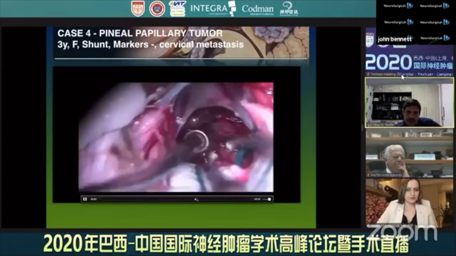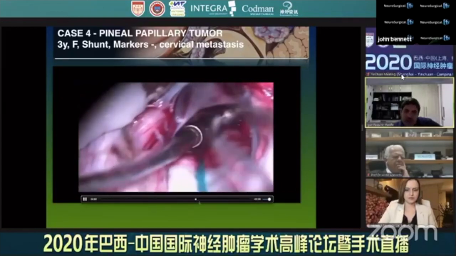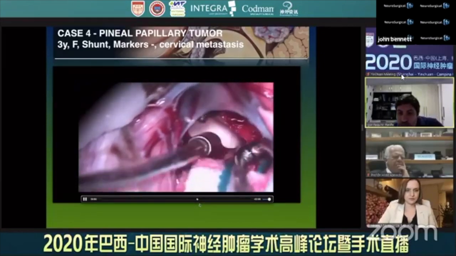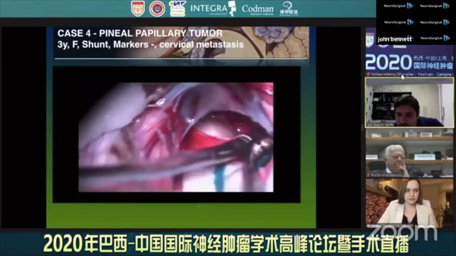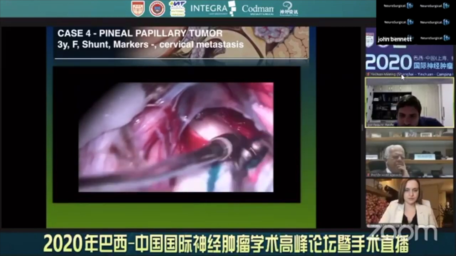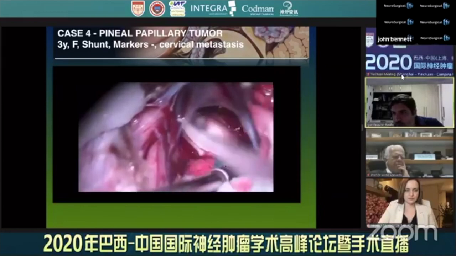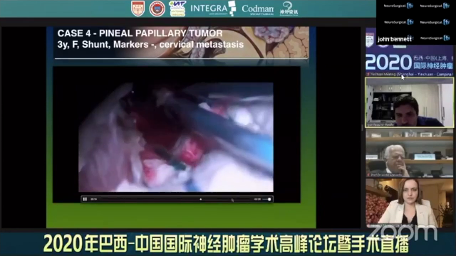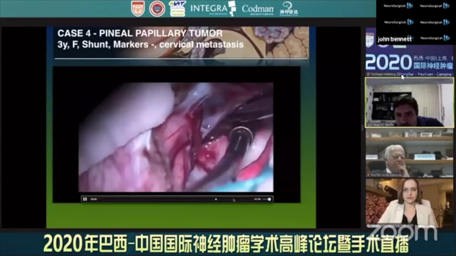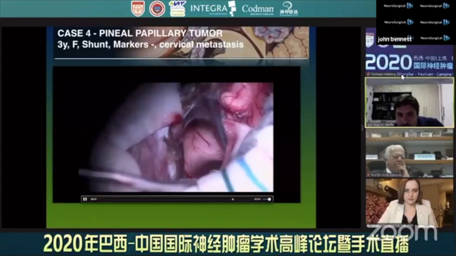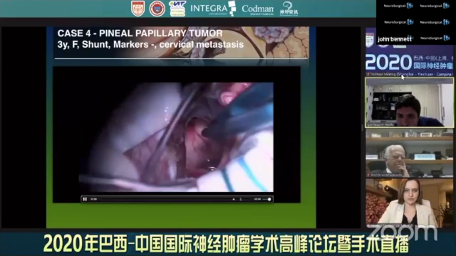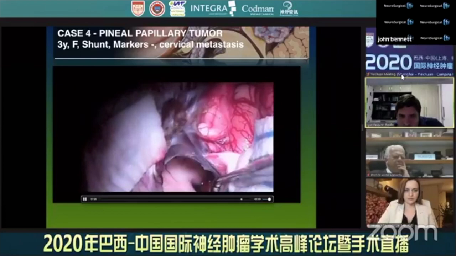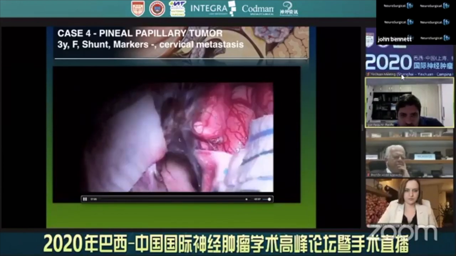As Professor Yudo always says, and Dr. Atugol also, it's very important to learn how to break the tumor. You need to know how to break the tumor. This is one of the good tips in this kind of surgery. You need to learn how to break the tumor, not causing any damage to the surrounding structures. So here we can see already the aqueduct. And the post-op shows a total resection.